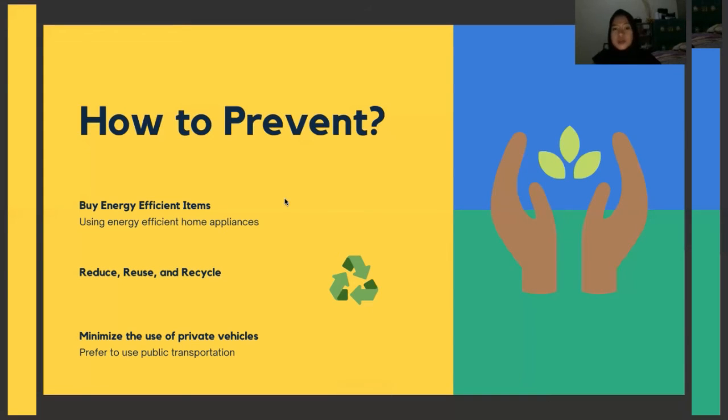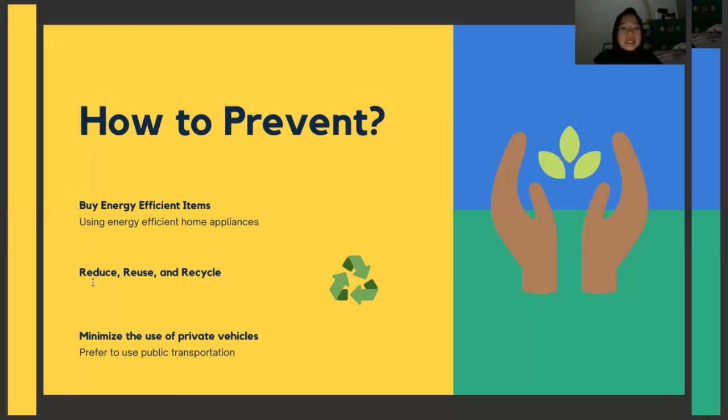And now, how to prevent global warming itself? The first is buy energy efficient items. We can use energy efficient home appliances because several electronic products such as air conditioners and washing machines are also widely available in energy efficient form. And also we can avoid over-packaged products, especially plastic and other non-recyclable packaging.